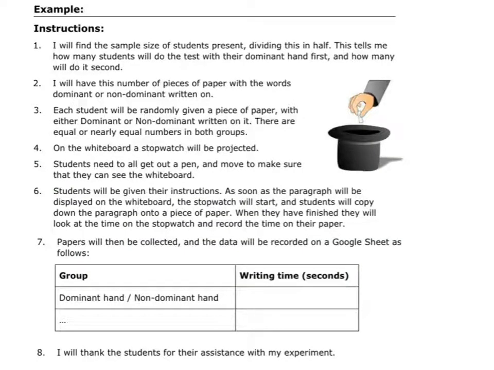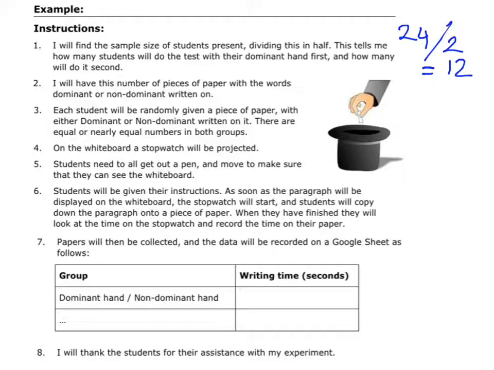So let's look at an example. I need my step-by-step set of instructions. So I'm going to find the sample size of the students present. It might be that I turn up on the day and I find I've got 24 students in a class. I'm going to divide that in half, and so that tells me I'm going to have 12 students that will do the experiment with their dominant hand, and how many are going to do it with their non-dominant.